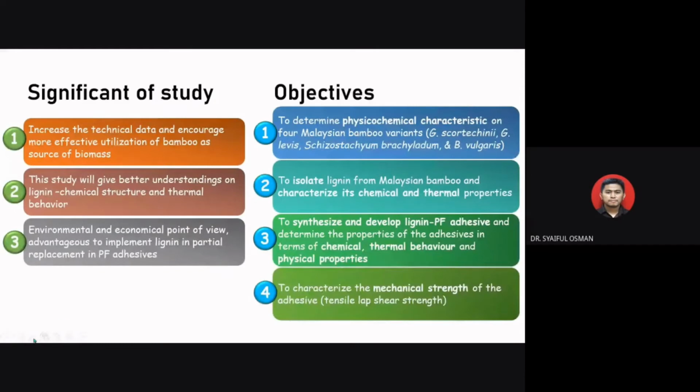So here is the objective of my study. First is to determine the physicochemical characteristic in four Malaysian bamboo variant. And the second one is to isolate lignin from Malaysian bamboo and characterize its chemical and thermal properties. The third one is to synthesize and develop lignin-phenol-formaldehyde adhesive and determine the properties of the adhesive in terms of chemical, thermal behavior, and physical properties. And finally, to characterize the mechanical strength of the adhesive by tensile lap shear strength.